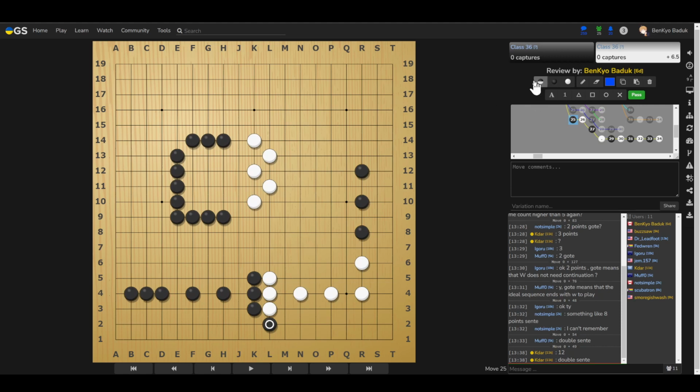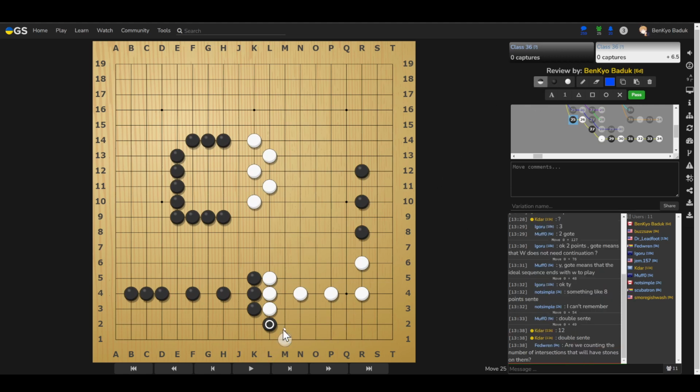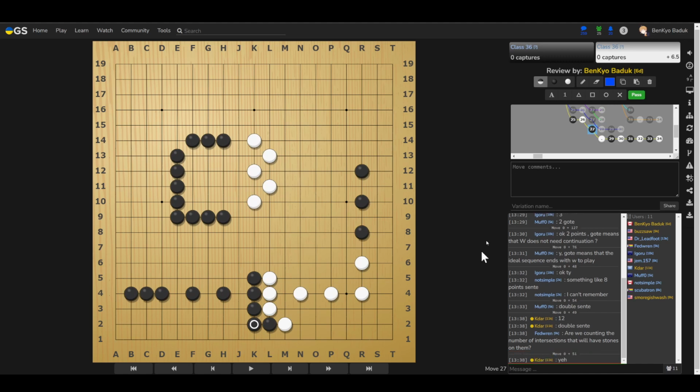And this is not double sente though, Kedar, because after white blocks and black connects, white has sente. So black lost sente. Yeah, Fedren, we're counting the number of intersections that could have stones filled up into them. So you're also counting any points gained as well, not just prevented and not just reduced. But by looking at both versions of history where white plays first or black plays first, in the end, you can just check which ones get filled up.